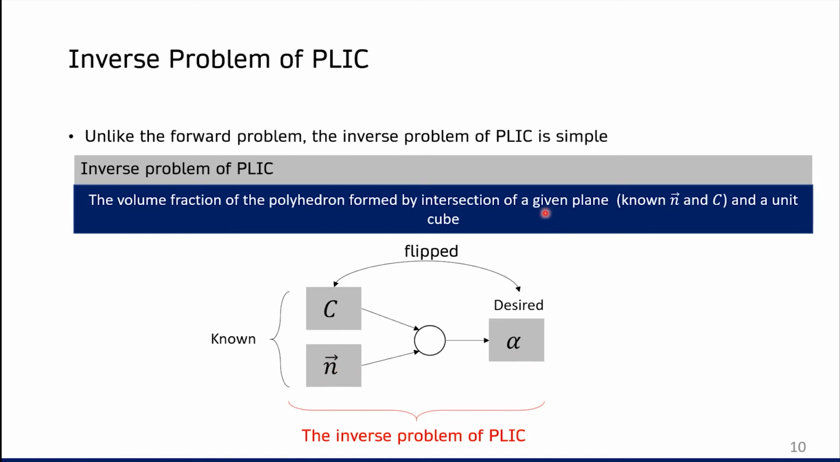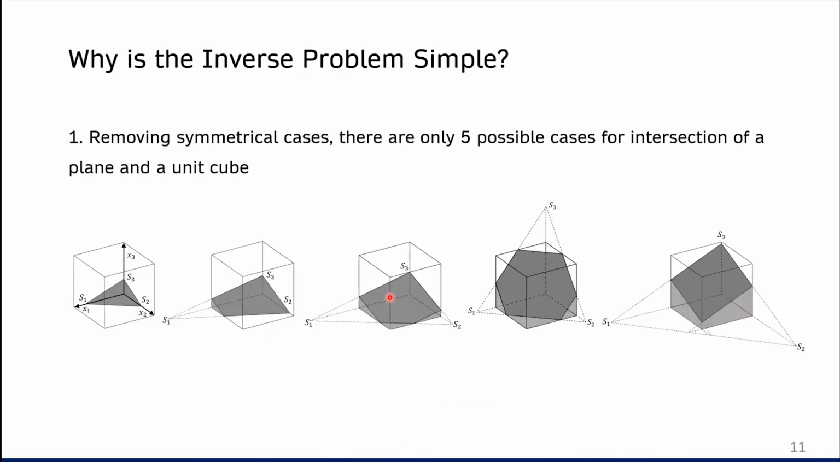So I don't want you to calculate C. I want you to calculate alpha, which is a very simple geometrical problem, and we call this the inverse problem of PLIC because we flip the alpha and C in this set of equations. So why is the inverse problem simple, unlike the forward problem?